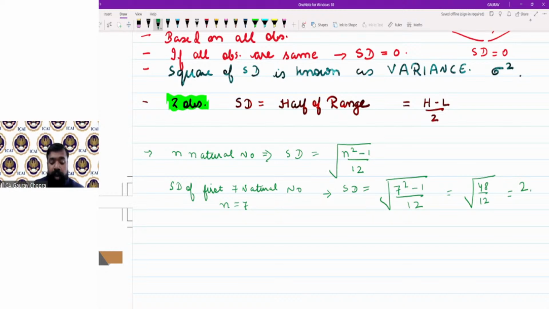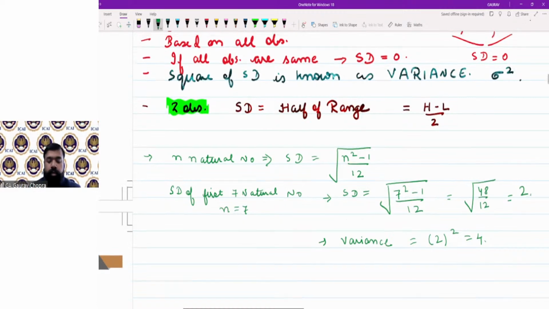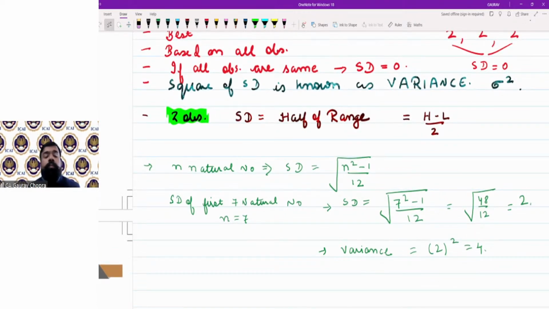And if we require variance, then we will square the standard deviation. That is, 2 square is 4. So 4 will become the variance, and 2 is known as standard deviation. Okay. So all these are the basic properties or characteristics related to standard deviation.